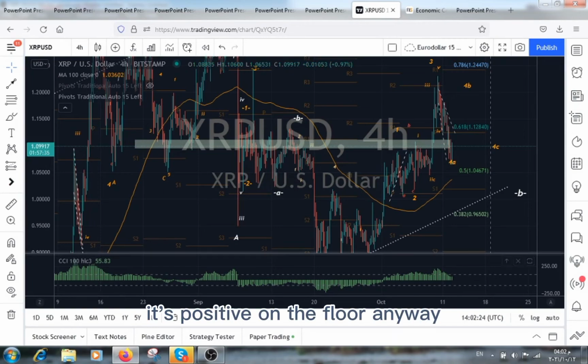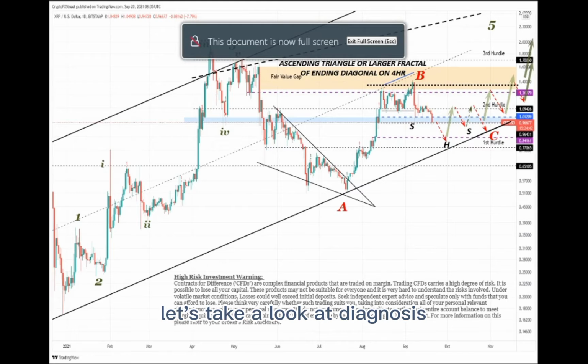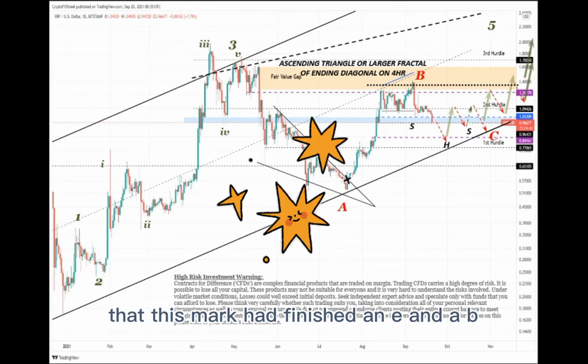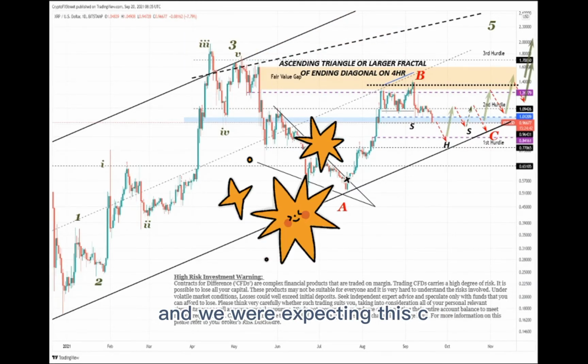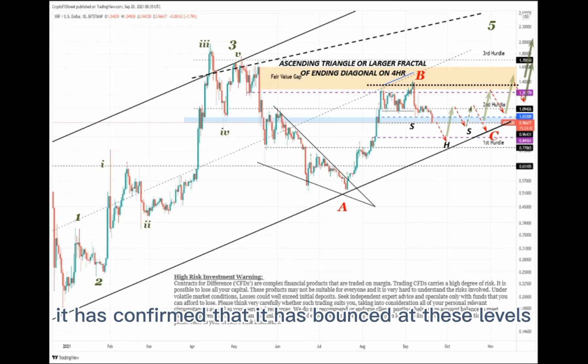It's positive on the 4. Anyway, let's take a look at the analysis. We all remember that this market finished an A and a B, and we were expecting this C maybe to go down all the way to 0.77. It has confirmed that it has bounced at these levels.